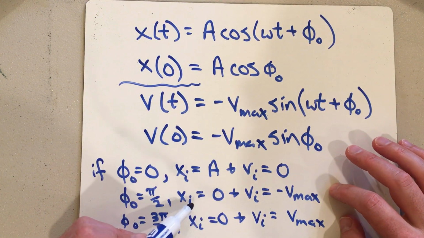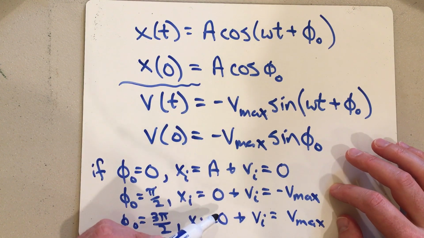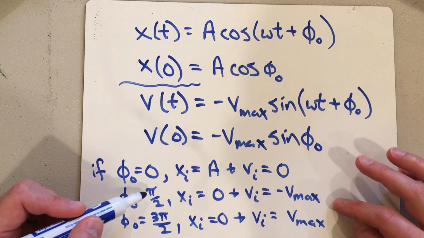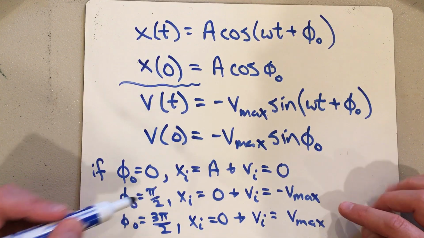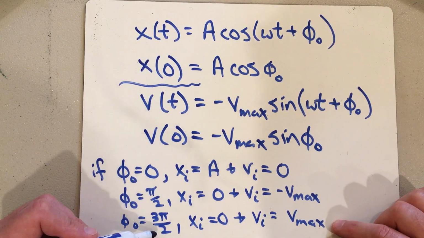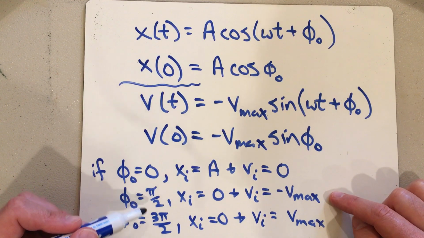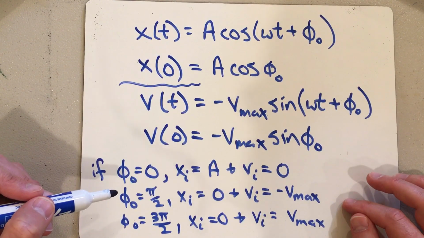This x equals 0, that's the equilibrium position. And that's when it's moving the fastest. And the difference between these two phase shifts here is the direction that it's moving. With 3 pi over 2, it's moving in the positive direction. With pi over 2, it's moving in the negative direction. So you have to take a close look to figure out which way it is moving.